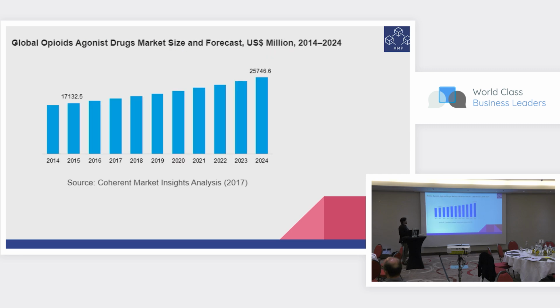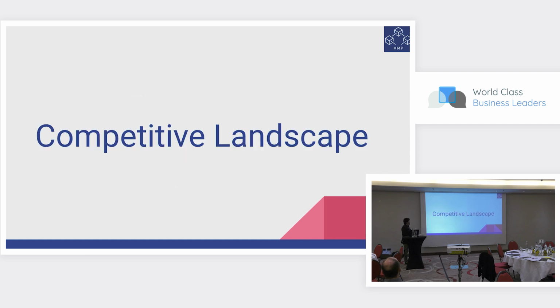And so this is again a global forecast of the market size in terms of the opioid agonist drugs, which are again drugs like methadone, buprenorphine, but also other drugs which are used as pain medication. But this again is a huge market which almost sums up to 25 billion by 2024 as per forecast.